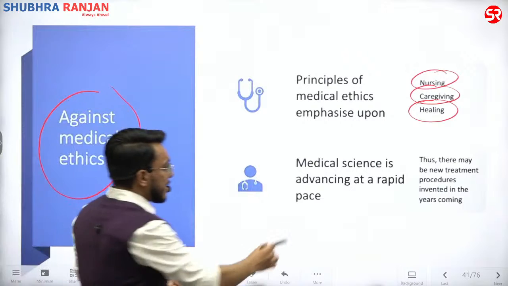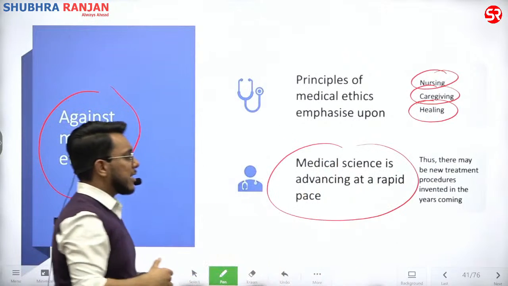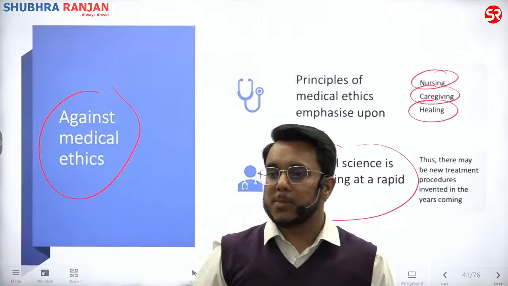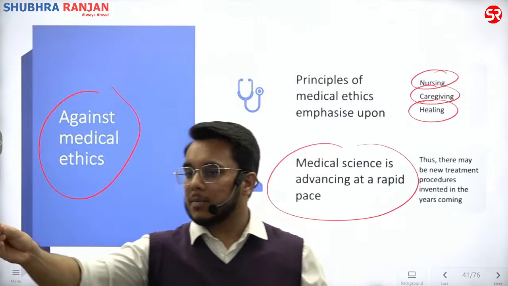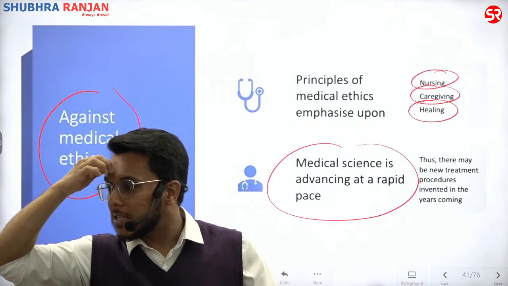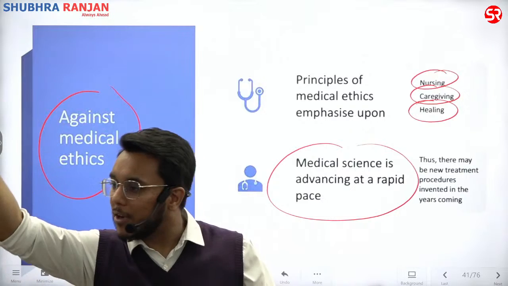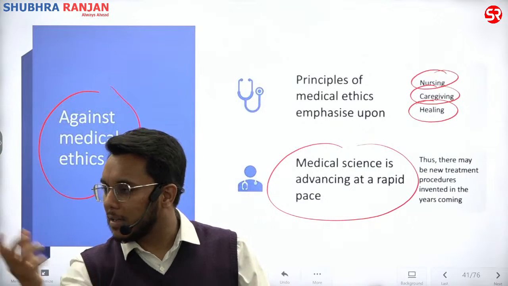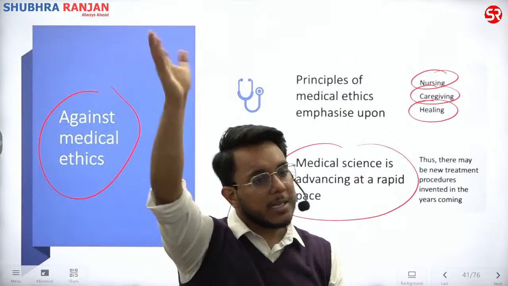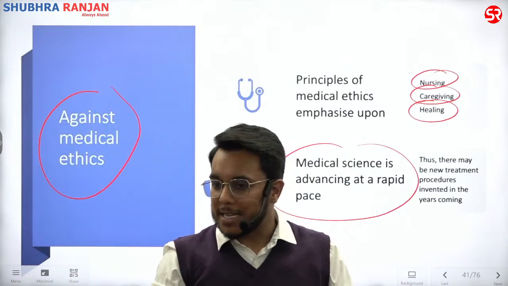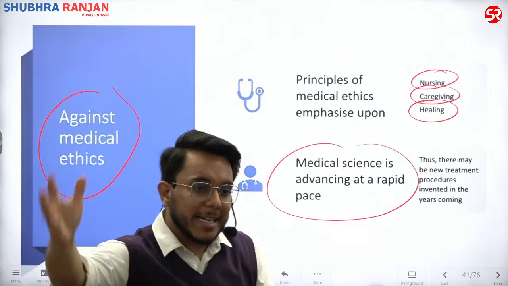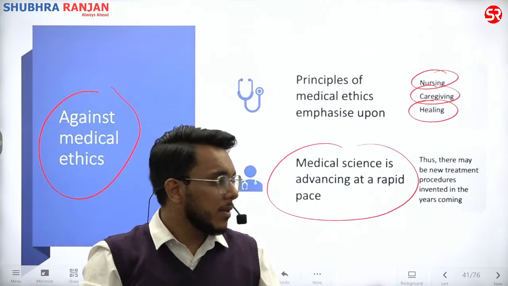Moreover, today we see that medical science is advancing at a rapid pace. 200 years back, even certain kinds of flu and fevers, even typhoid and malaria, were a kind of terminal illness. If someone got malaria, that was a terminal illness at one time. But aaj ke time pe hai kya? No. We have proven treatment for many types of cancers. Is it clear or not?